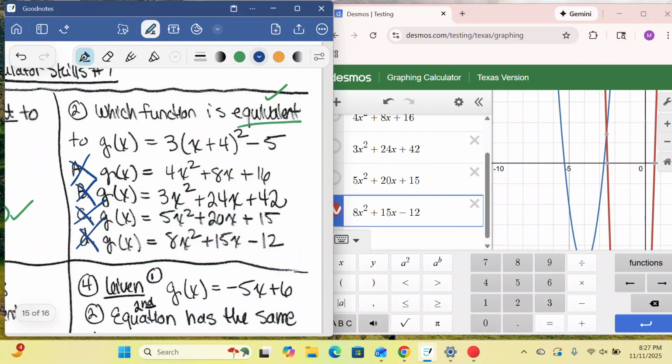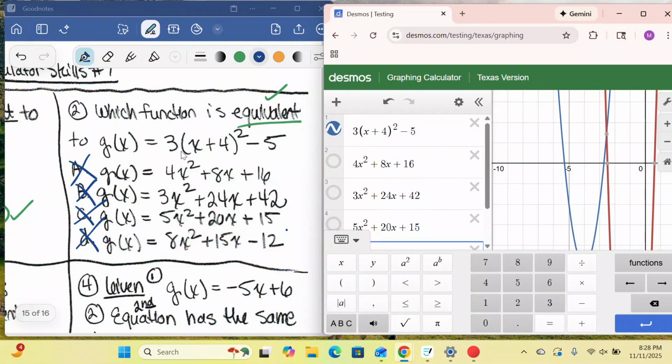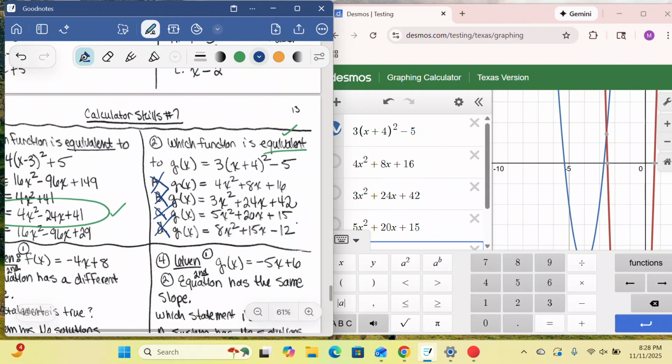So I got to go back and check my work to make sure I did it correctly, because once again, I like to sometimes put no answer. So I'm checking this one. I inputted it correctly. I checked this one. I inputted it correctly. I check 3x squared, I inputted it correctly, and then I check 4x squared plus 8x plus 16, I inputted it correctly, and I go to my original equation, I check 3 open parentheses x plus 4 quantity squared minus 5, I inputted it correctly. So once again, this one has no answer. Even though one was very close, it wasn't the right one.